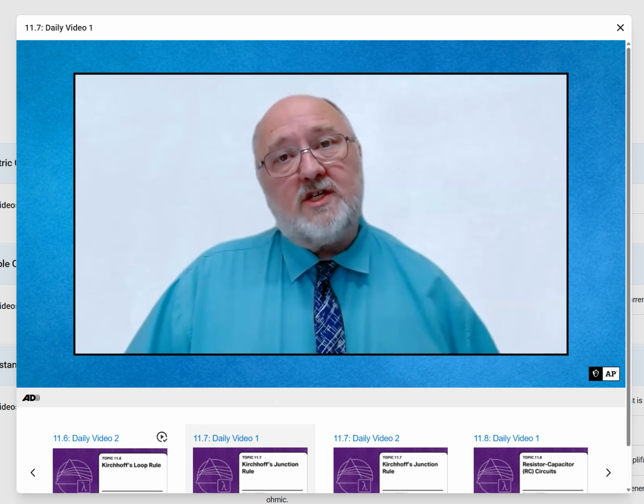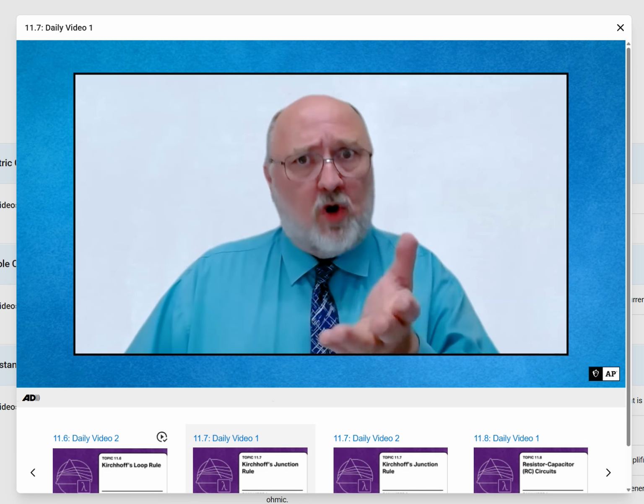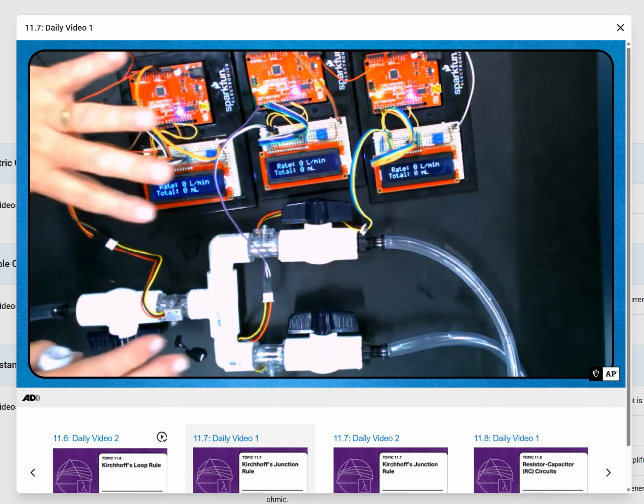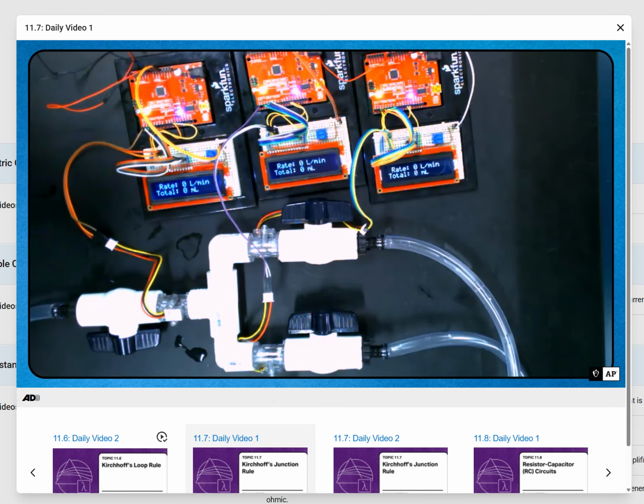So let's look at a physical example of what we will come to understand as Kirchhoff's junction rule. Well, what is this contraption? This contraption has nothing to do with Kirchhoff's law, but it's going to help us understand the breakthrough that the physicist Gustav Kirchhoff had in the mid-1800s.